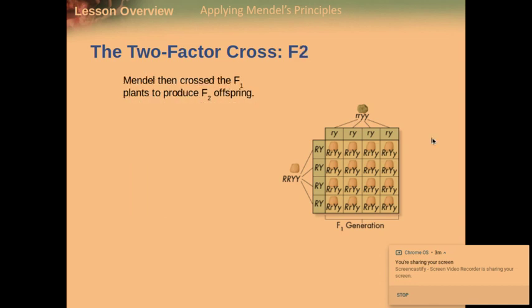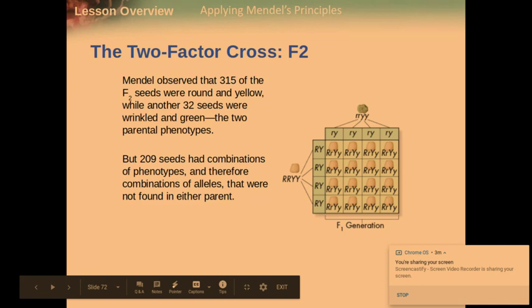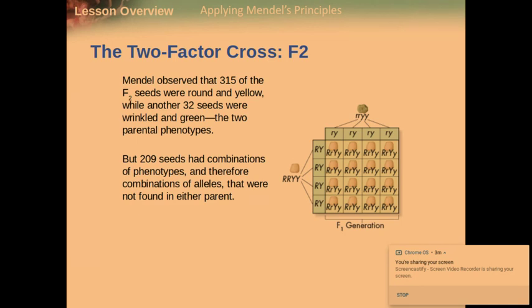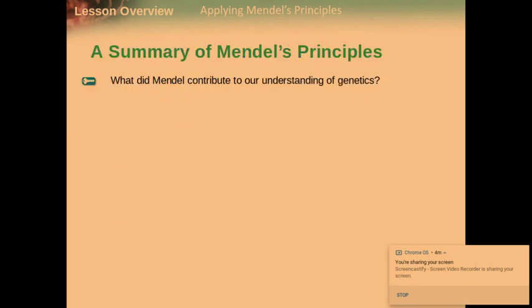Mendel then crossed the F1 plants to produce the F2. So he took all these guys in here and then crossed them. And Mendel observed that 315 of the F2 seeds were round and yellow, while another 32 were wrinkled and green, the two parental phenotypes. But 209 seeds had combinations of phenotypes, and therefore combinations of alleles, that were not found in either parent. So I'll show you kind of what this looks like.